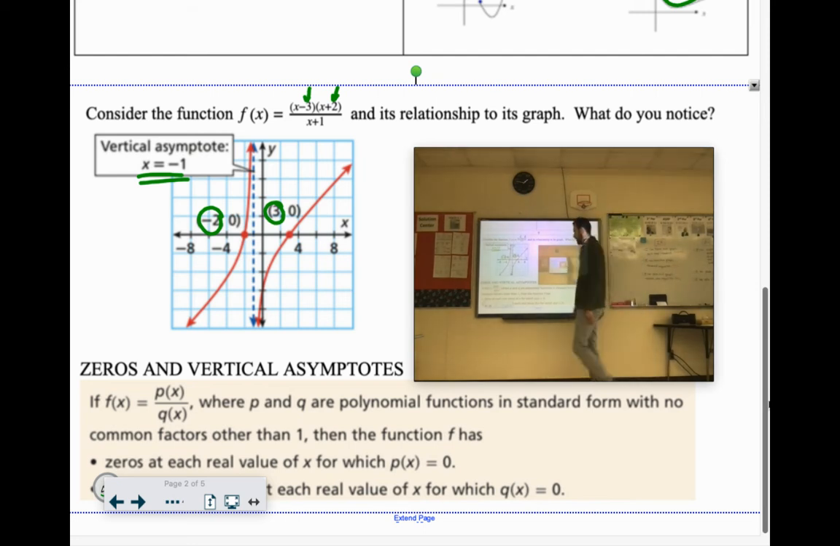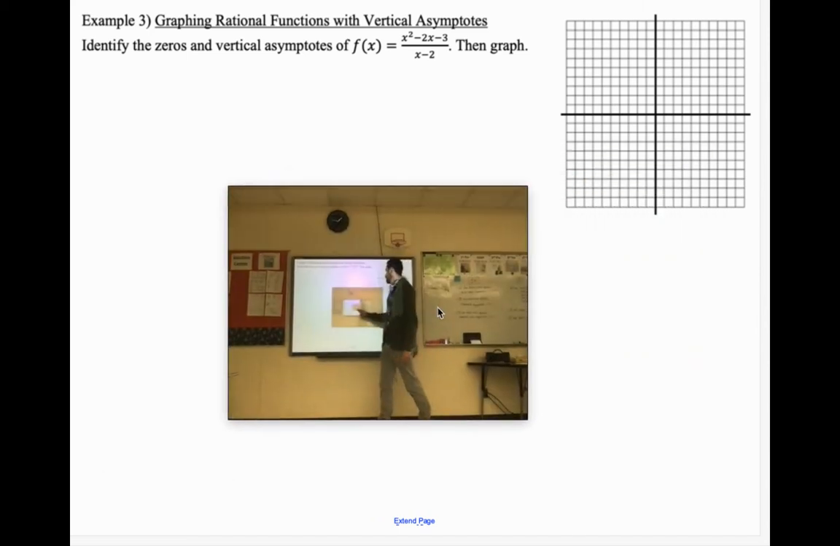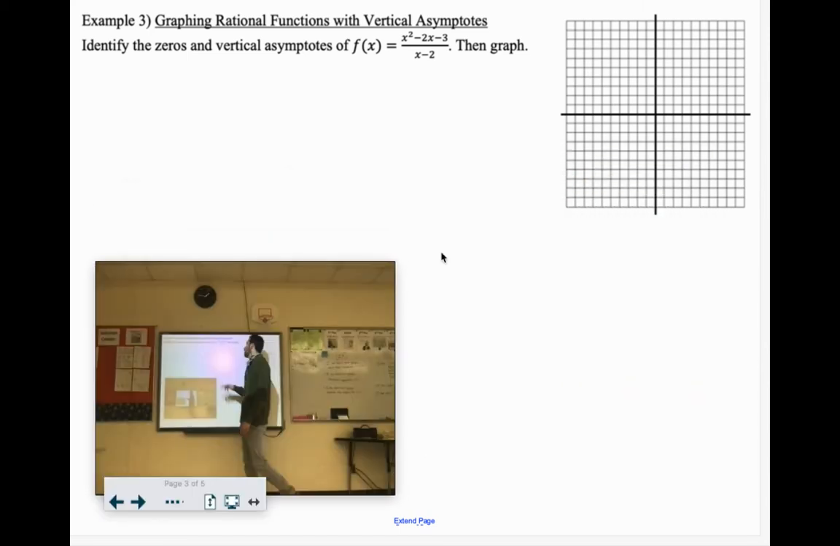So let's go ahead. I think our last thing we have to do is actually graph one of these bad boys. Woo! This is it. Oh my goodness. Identify the zeros and the vertical asymptotes of this graph. x squared minus 2x minus 3.